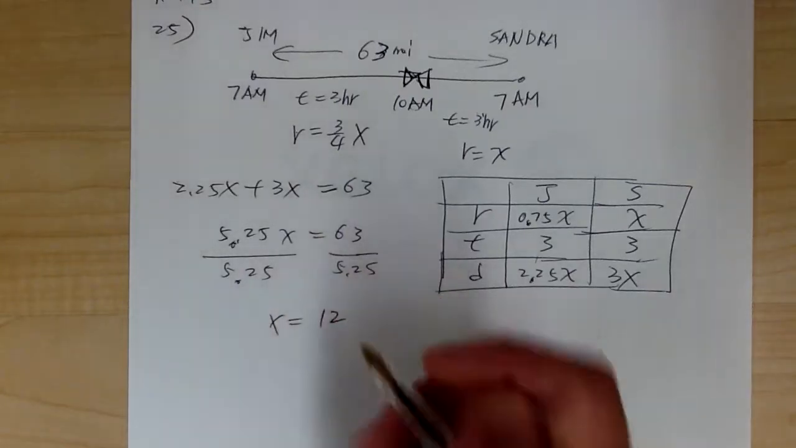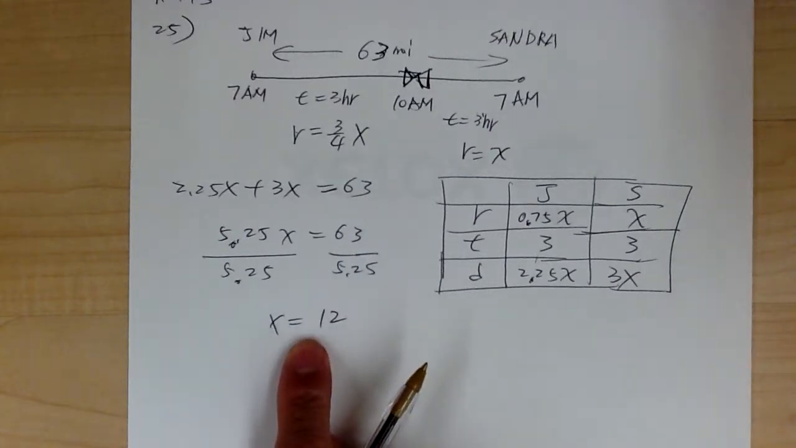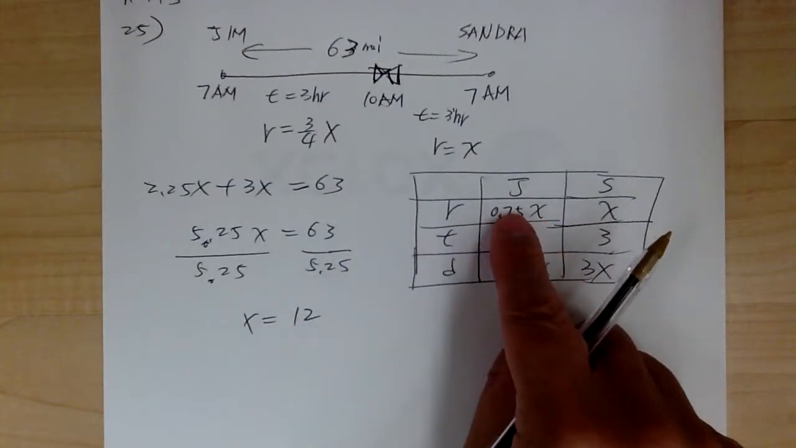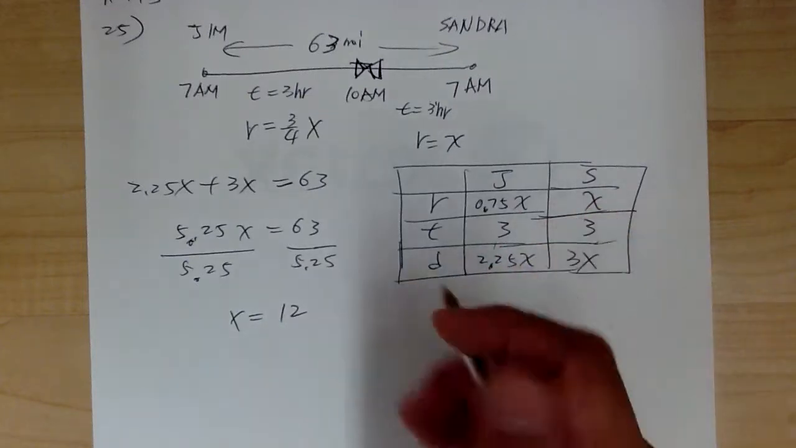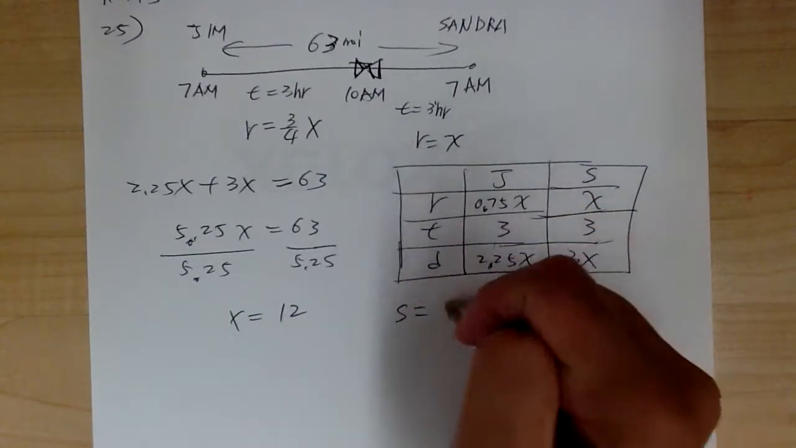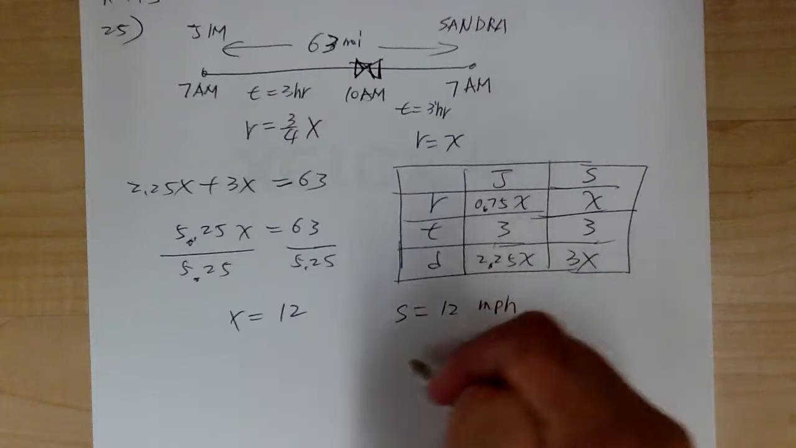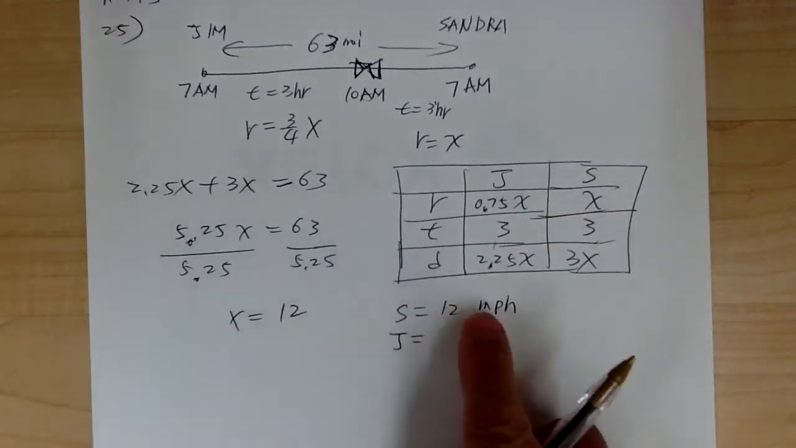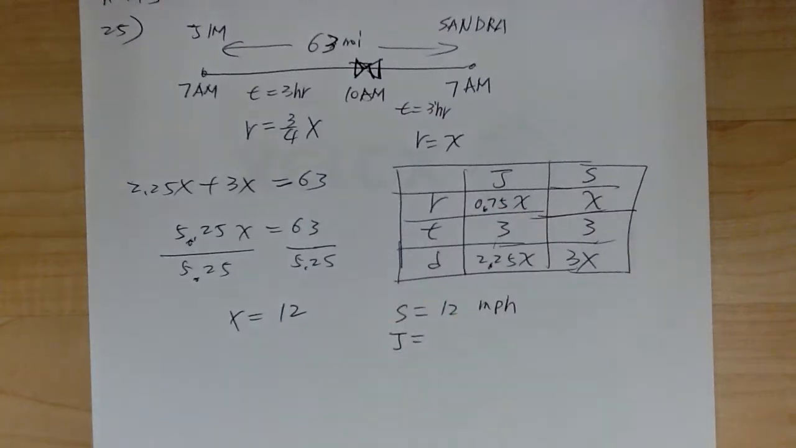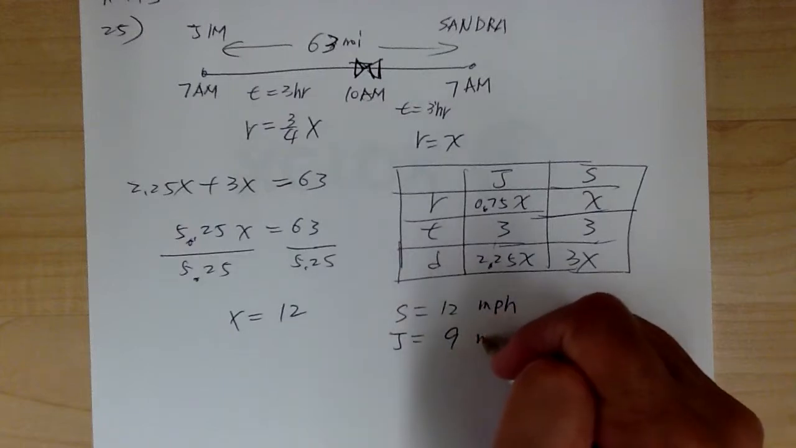12. So x equal to 12, but don't box that. Yeah, you have to answer the question, right? They want you to find out the speed of each person. Okay, so x equal to 12, so that's Sandra. So that's the easy one. So Sandra equal to 12 miles per hour. The Jim equal to 0.75 times that. So you have to times this by 0.75. So equal to 9 miles per hour.